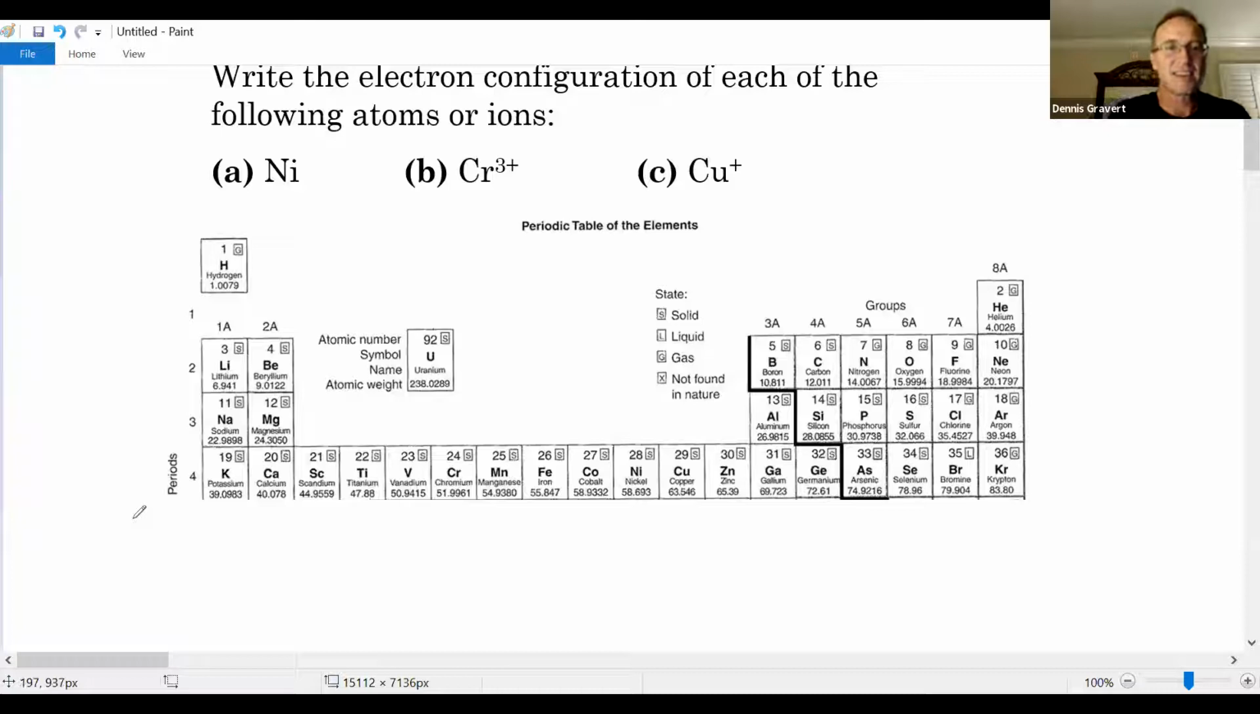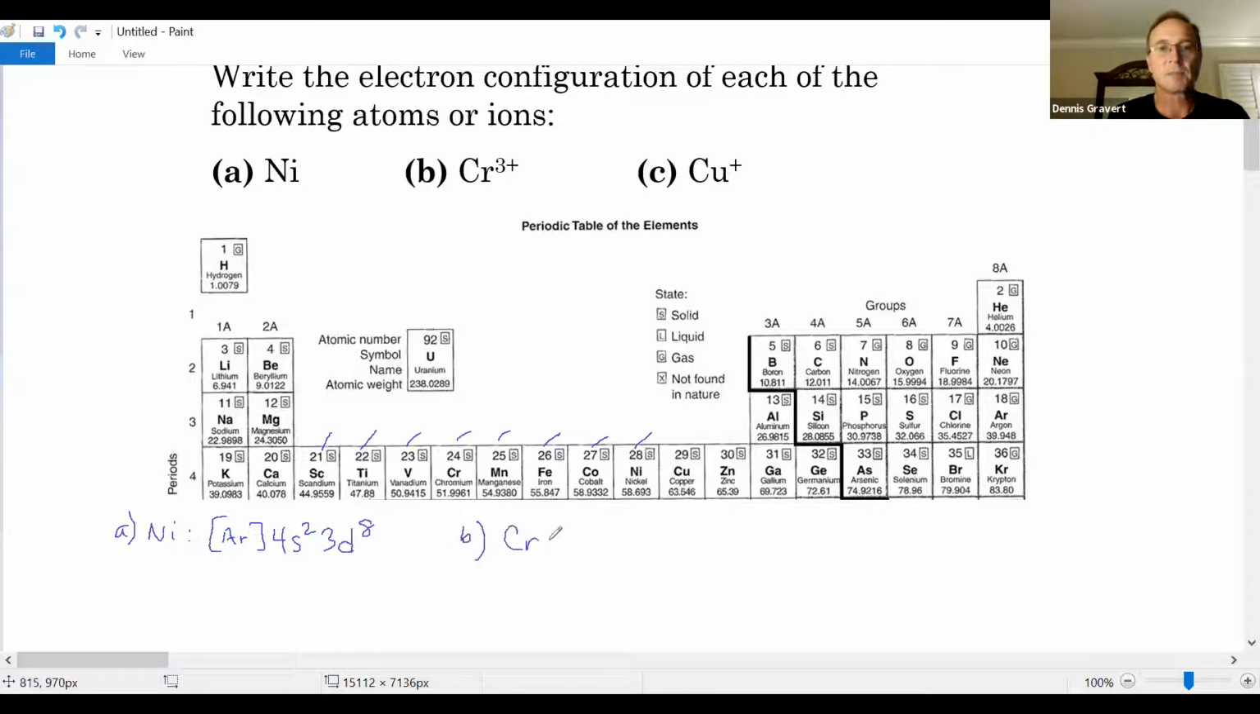All right. Hey, nickel. Start with the shortcut. Nickel is element 28. Going back to the nearest noble gas, that's argon. And then electrons 19 and 20 are in the 4s. And then to get the nickel from the d block, I got 1 electron, 2, 3, 4, 5, 6, 7, 8. 3d8. Done.